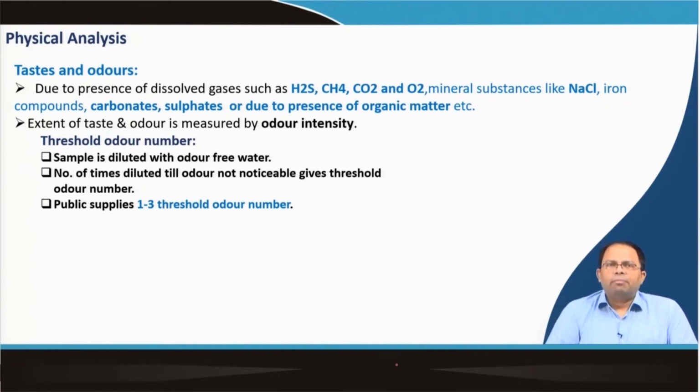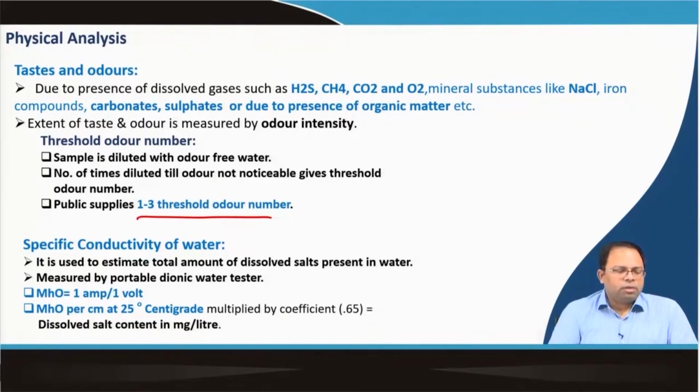That means we have a sample, and the sample is diluted with odor-free normal water, and the number of times the sample gets diluted gives us the threshold odor number. So, if a sample requires 3 times its volume of fresh water to be mixed with it to become undetectable, that means there is no odor coming out of it, then 3 would be the threshold odor number of that particular sample. For public supplies, 1 to 3 is the threshold odor number for the water that needs to be supplied.